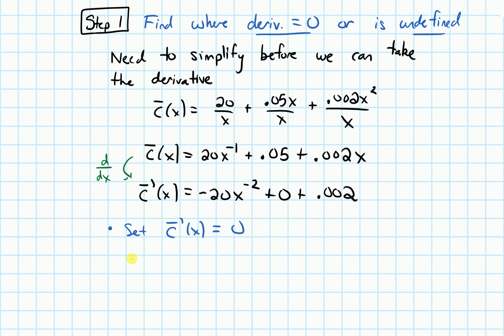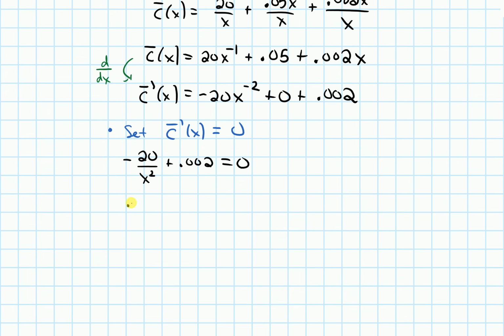So when we set this equal to 0, we get negative 20. Let's bring the x to the negative 2 to the denominator. Then it becomes x squared, and then plus 0.002 equal to 0. So if we rearrange this, we will get 0.002 equals 20 over x squared. Now if I rearrange this, I can move the x squared to the left, and I can divide by 0.002. So the 0.002 will come to the bottom of my fraction, and we get 20 divided by 0.002. And this is something we could simplify.